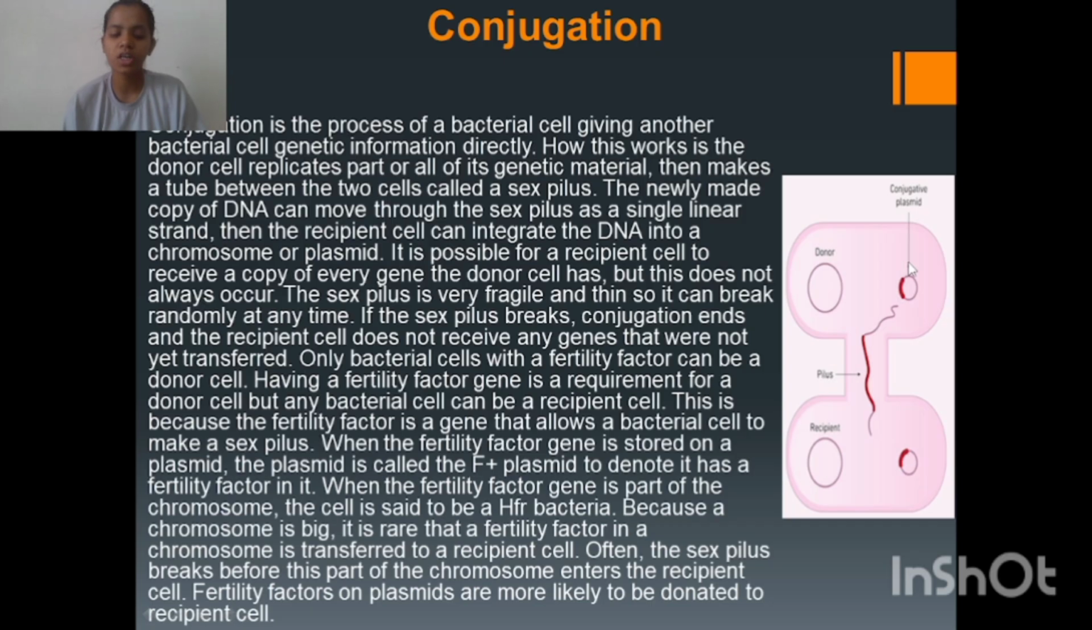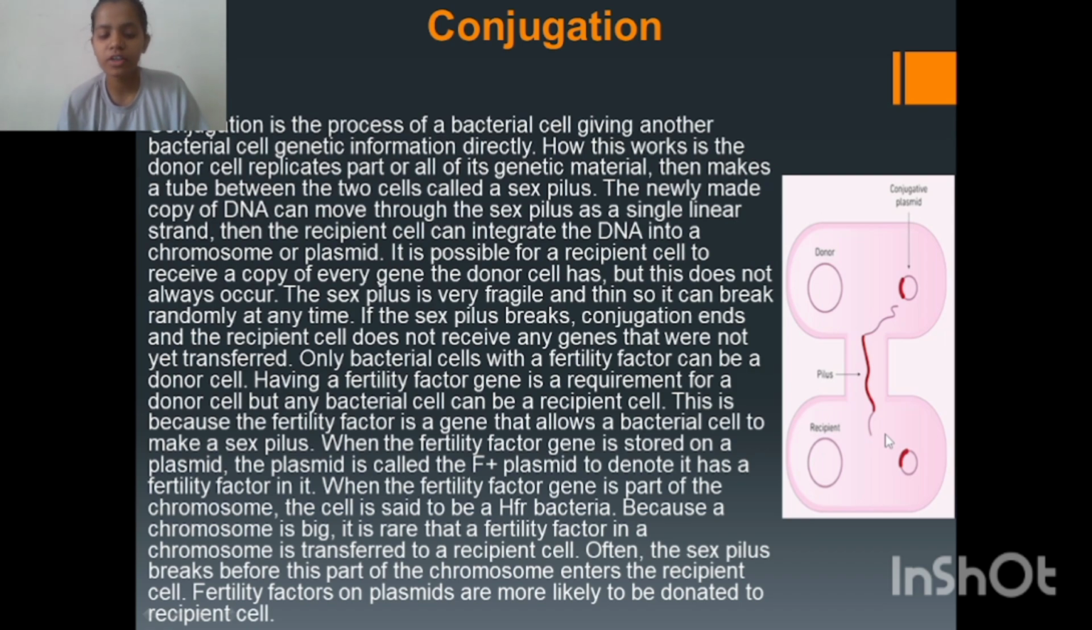The donor cell forms a thin tube-like structure called a pilus. This pilus connects the donor cell directly to the recipient cell, allowing contact between them. Through the pilus, a single-strand plasmid DNA is transferred from the donor cell to the recipient cell. Inside the recipient cell, the transferred DNA strand is replicated to form a double-strand plasmid.